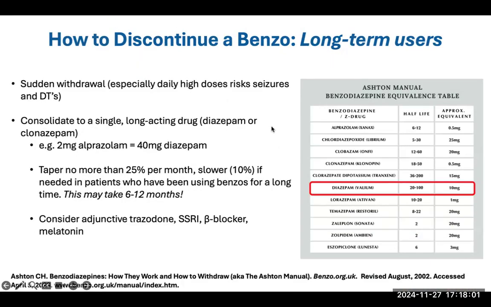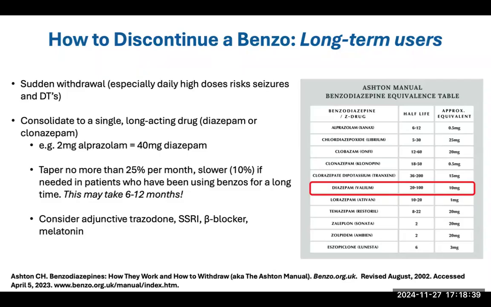Now, how do we discontinue a benzodiazepine? There are some great resources on this. Probably the most well-known one is known as the Ashton Manual. This comes from the UK. And what they suggest is that, first of all, you do this very slowly. If you think about 10% of total dose per month, you could be looking at least a year to take somebody off of a benzodiazepine. Let that sink in. Because a lot of times, when we think about discontinuing a benzodiazepine, we think about taking them off of it over the course of 2 weeks or something like that. That's probably way too fast for somebody who's been on that medication for months or years.